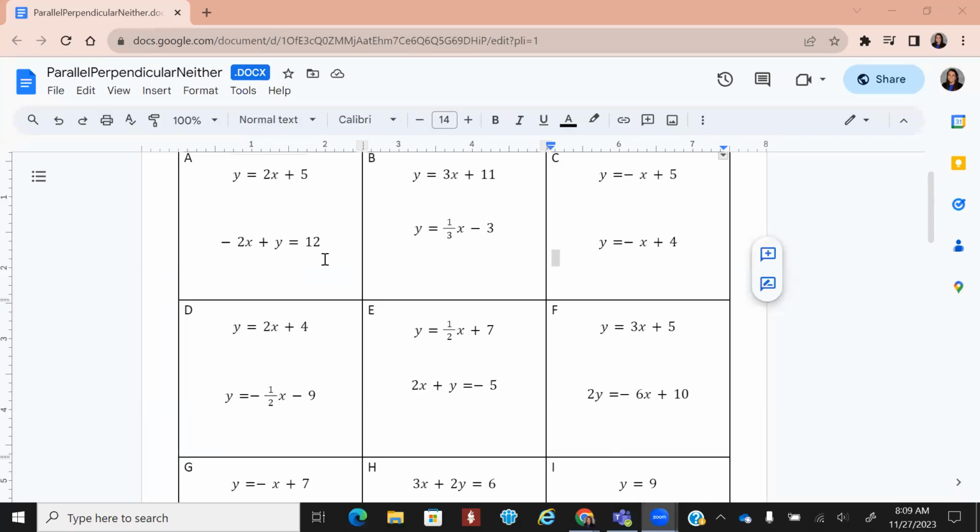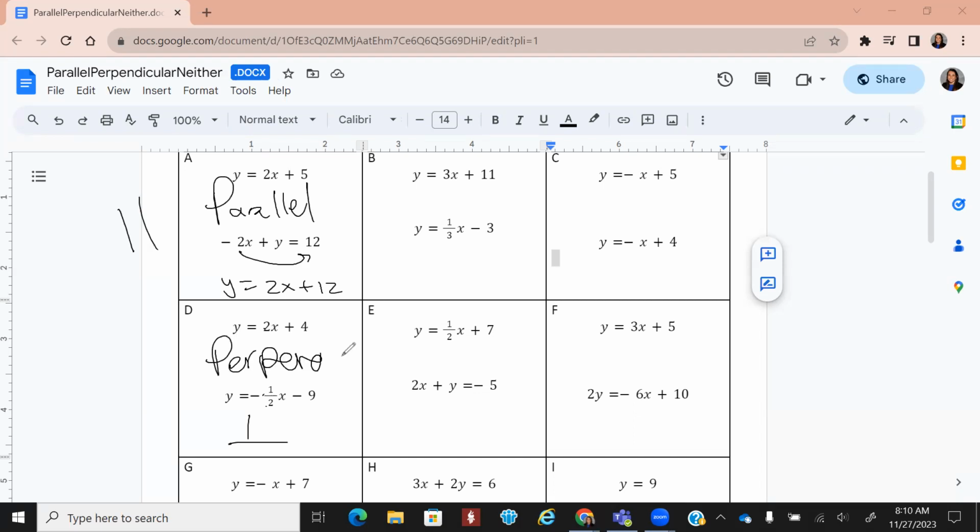Okay, if it has the same slope, it's going to be parallel. Negative reciprocal is perpendicular, and neither one of those is neither. So first we have to have them in y equals mx plus b form. So we're going to move this guy over, and that's going to give us y equals 2x plus 12. Since these have the same slope, this is going to be parallel. Again, the symbol for parallel is two double lines. On this one right here, we have negative reciprocals of each other, so this is going to be perpendicular. The symbol for that is right there.